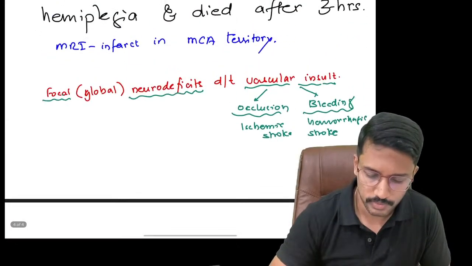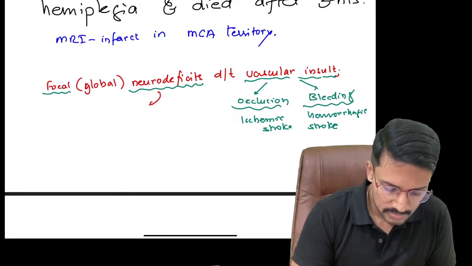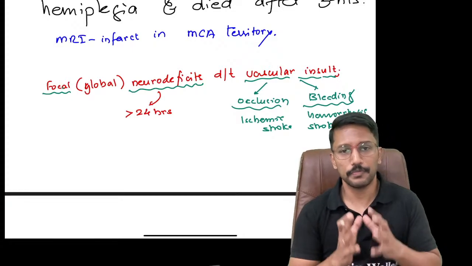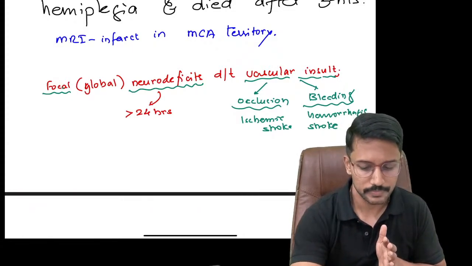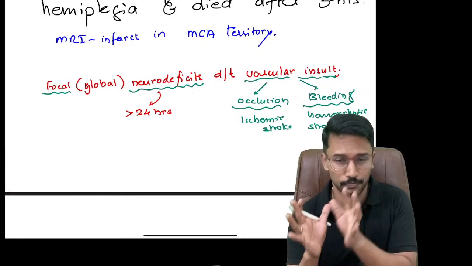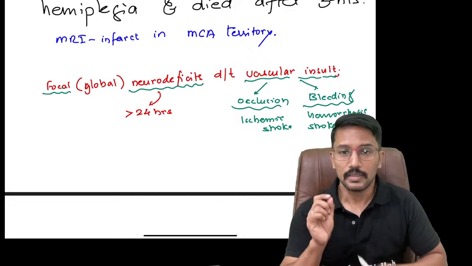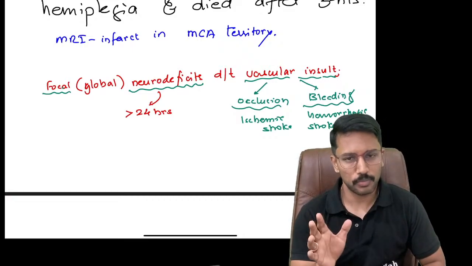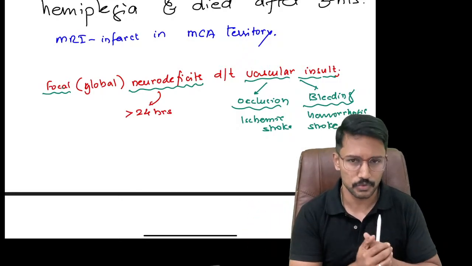When you look at most of the books, the definition goes like this. This neurodeficit should be persisting for at least more than 24 hours. So if the deficits improve within 24 hours, what do we call it? Like a patient has developed hemiplegia or monoplegia or any other focal neurological deficits, which is because of either a blocked blood vessel or bleeding from a blood vessel, and the symptoms are lasting for more than 24 hours, it is a clear-cut case of stroke.